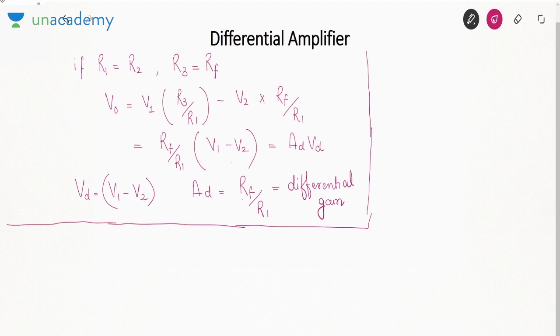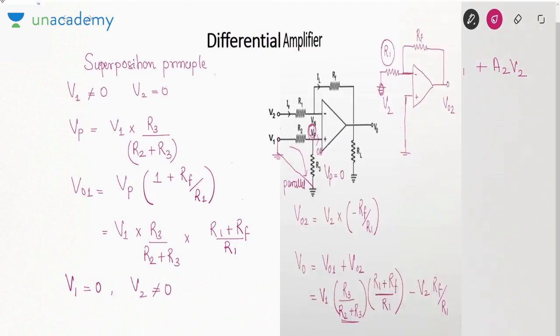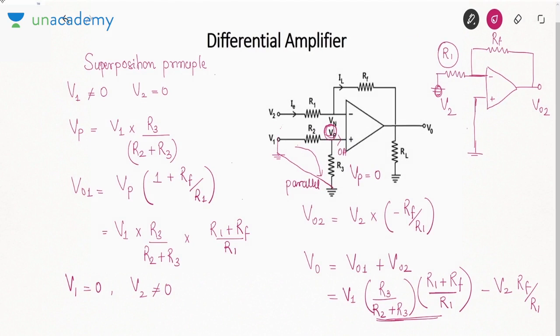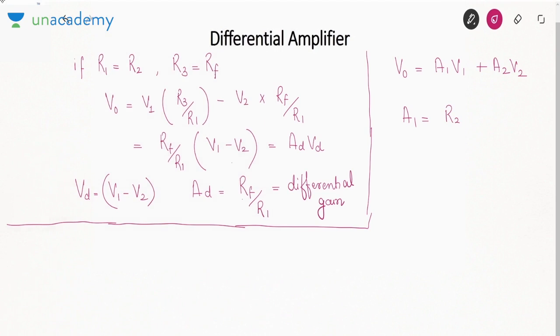For CMRR, in open loop configuration, when we were studying the specification, I told you one thing. V0 can be written as A1 V1 plus A2 V2. Just now we have derived what is the gain of V1. V1 has this much gain, that is R3 over R2 plus R3 into R1 plus RF over R1, that is A1. What about A2? A2 is minus RF by R1.